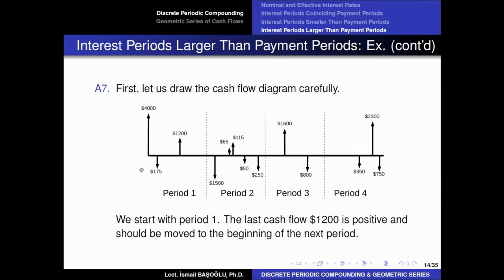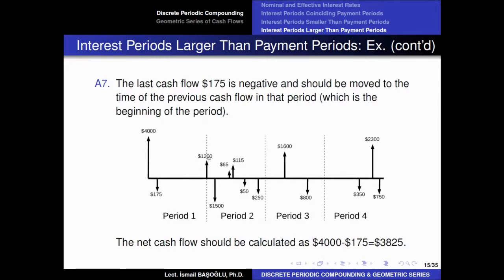And we will start with the first period here. Now, in this first period, we are just going to focus on the last cash flow. And what is the last cash flow? There is a positive $1,200 deposit, right? So this is a deposit. So what do we do? We need to move this last cash flow to the beginning of the next period. So we are going to take this $1,200 to the beginning of the second period. Now let's do that. We have done that.